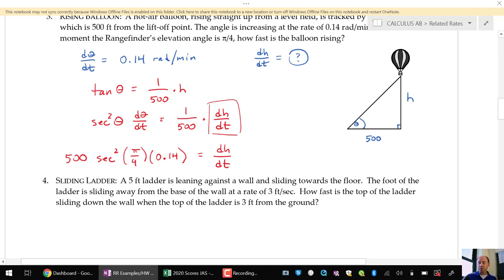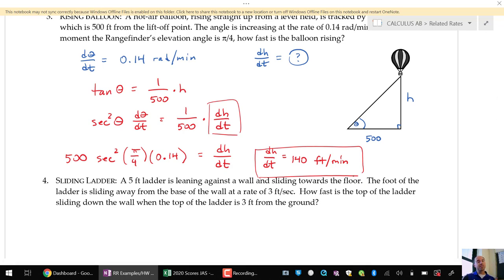So with a little bit of help from maybe your calculator, some computations, the hope is that we will end up with a value of about 140 feet per minute for dh dt. You can check that with your calculator and see if that does in fact make sense. So there's an example with trigonometry. We saw one with geometry and area, and then we saw one with similar triangles.